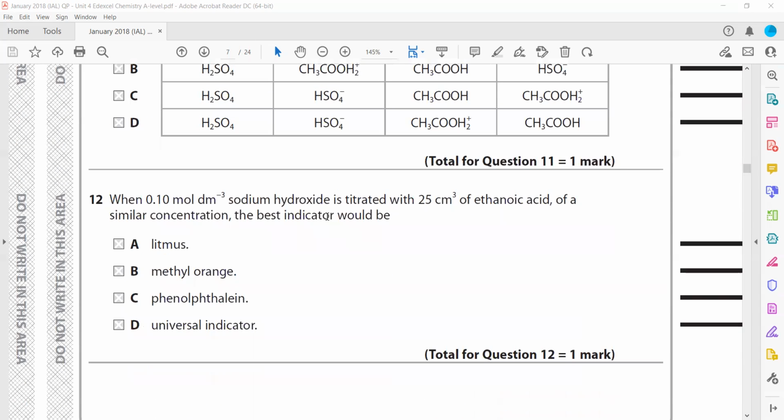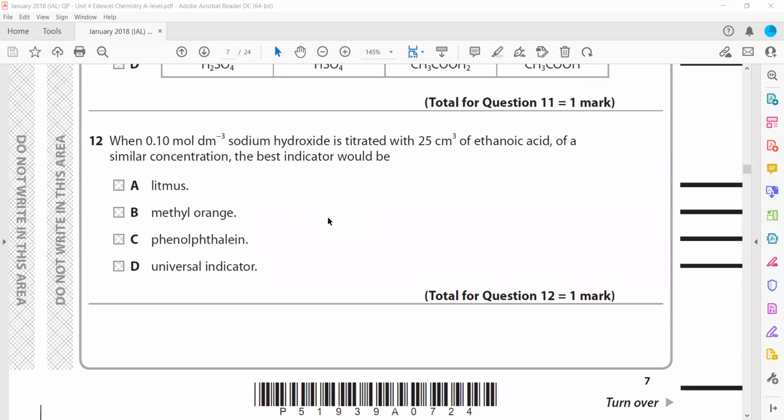Then 0.1 mol per dm cube sodium hydroxide is titrated with 25 cm cube of ethanoic acid. What is the best indicator? So a strong alkali is used with a weak acid, so phenolphthalein as an indicator. You have to learn the vertical part and the types of indicators which we can use for strong acid, strong base, weak acid, strong base, weak acid, strong base, weak base, strong acid.